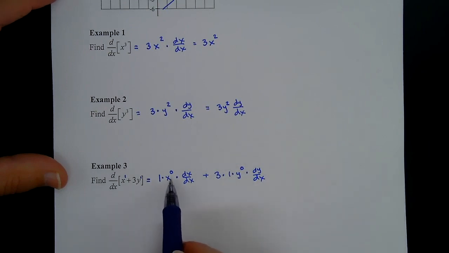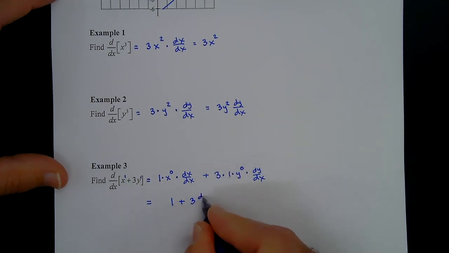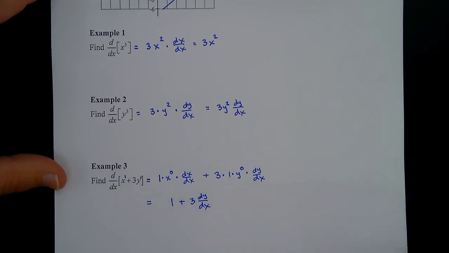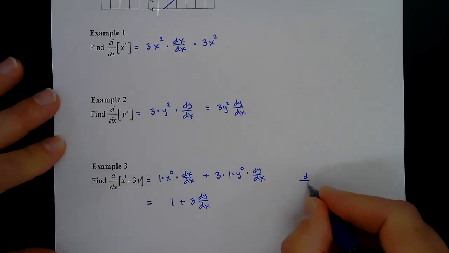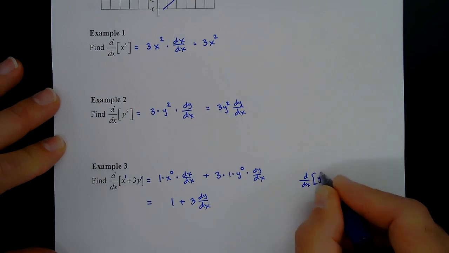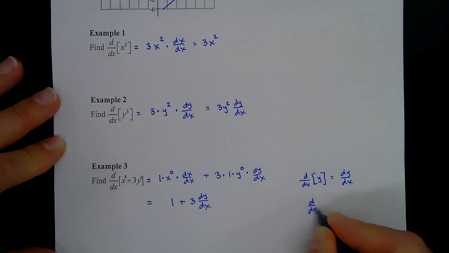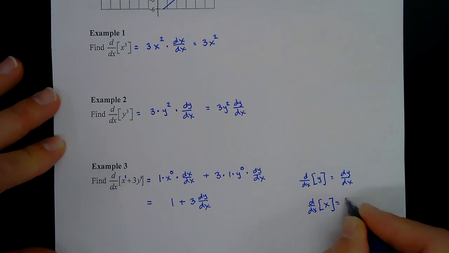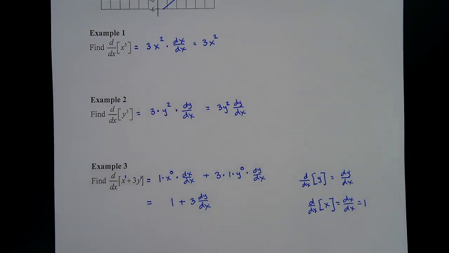So this would be 1 times 1 times 1. So this whole thing becomes 1 plus, and this would be 3 times 1 times 1. So that'd be 3 dy over dx. And that's how you do it, guys. We just have to recall that the derivative with respect to x of y is dy over dx, and the derivative with respect to x of x is dx over dx, which is really just 1. Okay, so this one's 1, but this one isn't, because the numerator and denominator don't make 1.